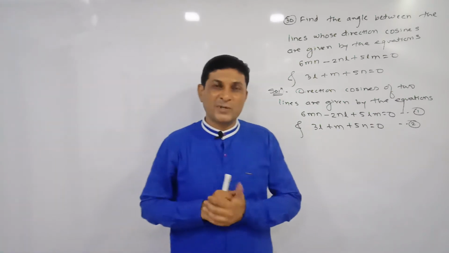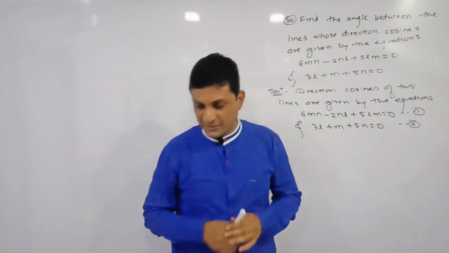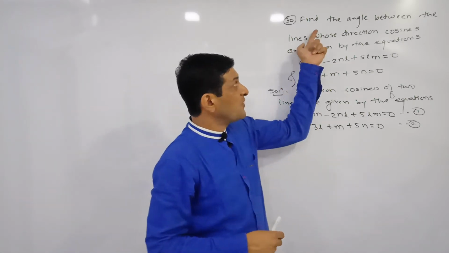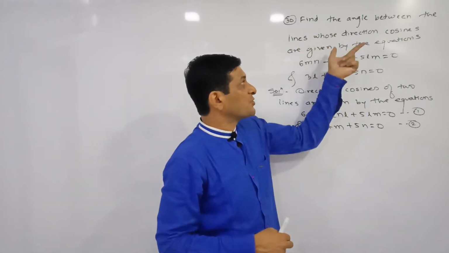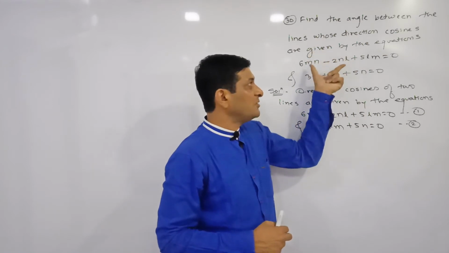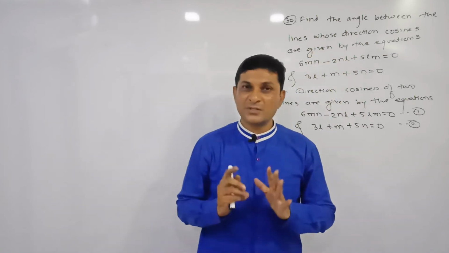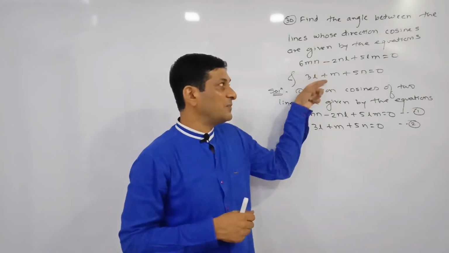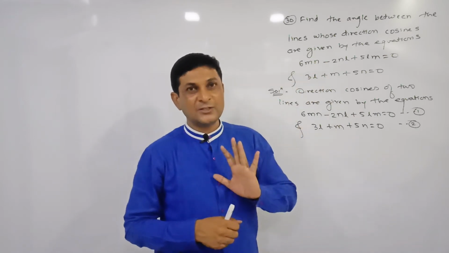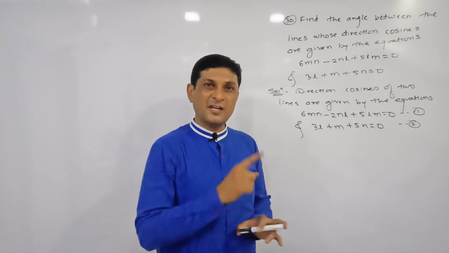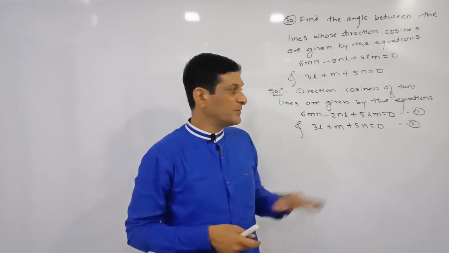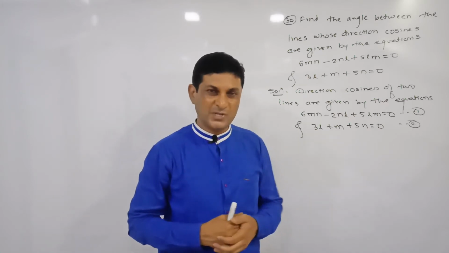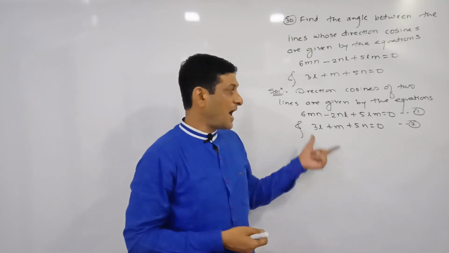Now let us try to solve the next example, example number 30. In this example, we have to find the angle between the lines whose direction cosines are given by these two equations. That is, the relations between the direction cosines of two lines are given by these two equations. Using this we have to find the angle between the lines. By solving these two equations, first we try to find the direction ratios.